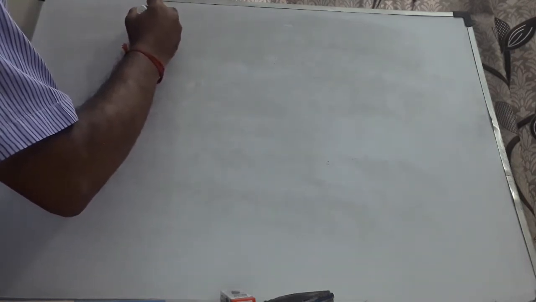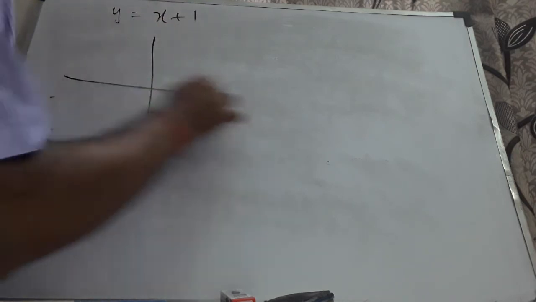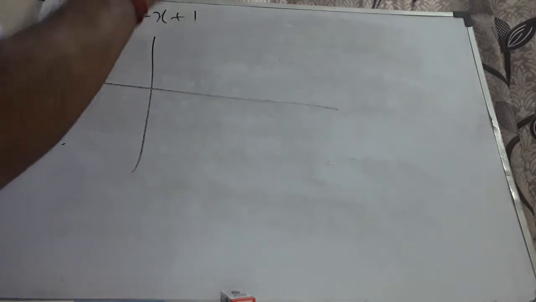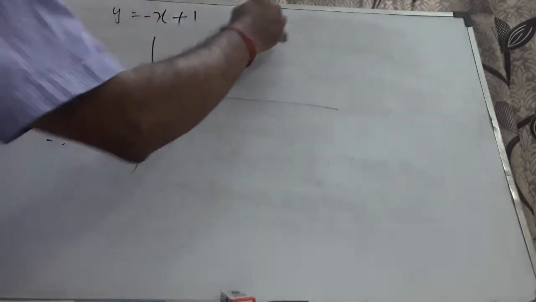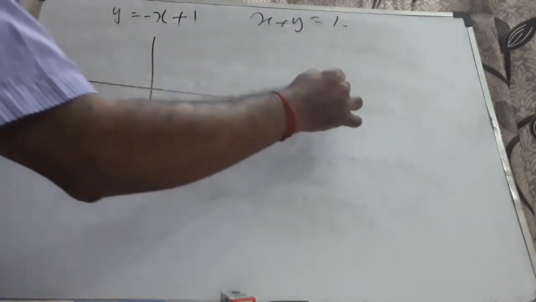Now how to think about the geometrical representation of such zeros? Just listen carefully. Let me just take simply x plus 1. Now if you want to draw the graph y is equal to x plus 1, or let me just take for example minus x plus 1. Then it will be x plus y is equal to 1, a straight line. Let me think about the straight line over there.